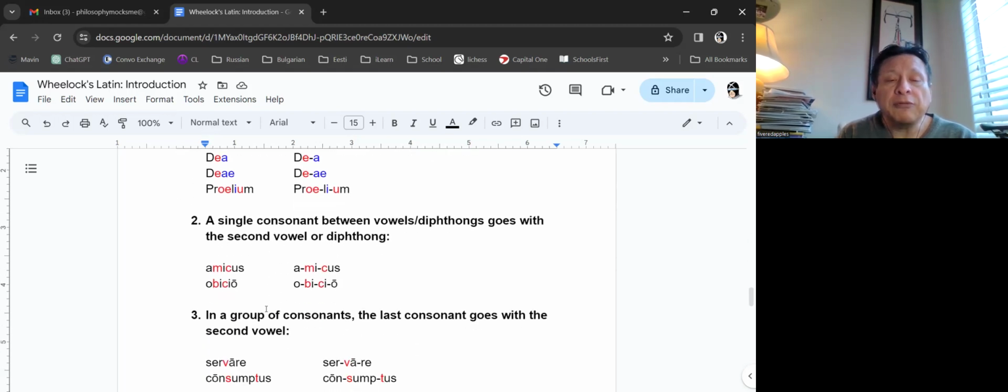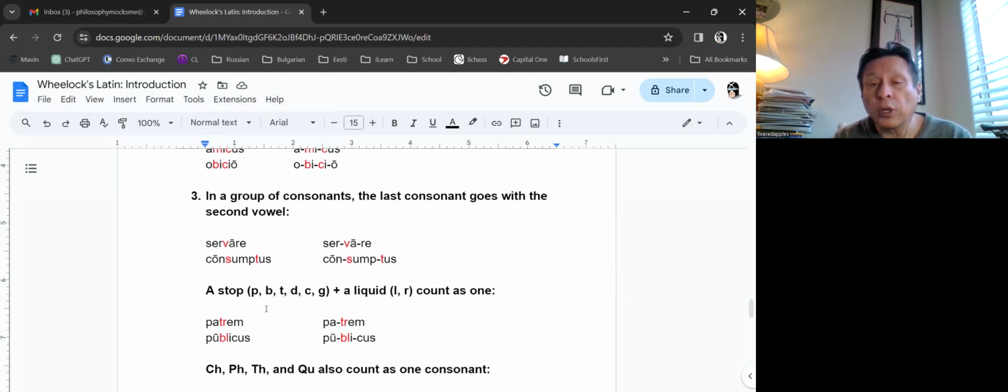Next, if you have a single consonant between two vowels, or a vowel and a diphthong, the consonant goes with the second vowel. It doesn't attach to the end of the first vowel. Look at amicus. The M is between the A and the I, so it goes with the I. The C is between the I and the U, so it goes with the U. So it's a-mi-cus. Obsequio: the B is between the O and the I, so it goes with the I. The C is between the I and the I, so it goes with the second I. If you have a group of consonants, two or more, the last consonant in that group goes with the second vowel.